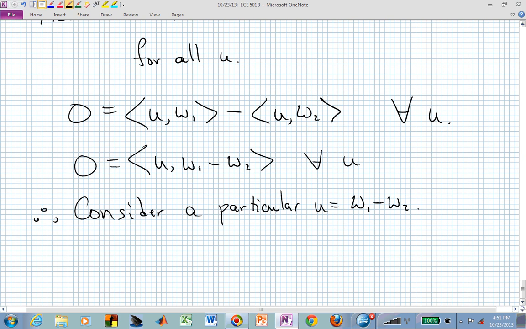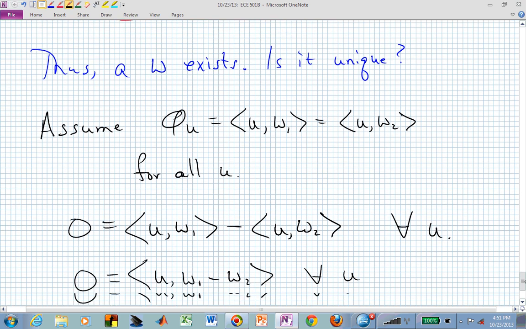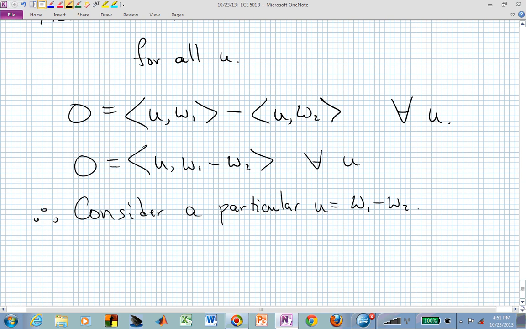W1 and W2 are in that same space because they're in the inner product. So they have to be coming from V. So that's okay. They can be forming U. But if U is equal to W1, W2, then now I know that the inner product of U, which I'm saying in this particular case is W1 minus W2, with W1 minus W2 is equal to 0 since it was true for all U.